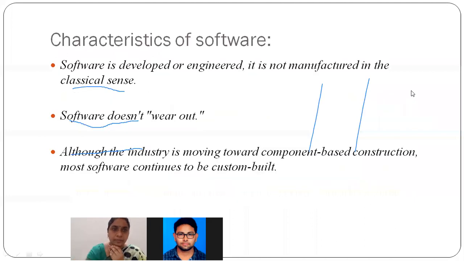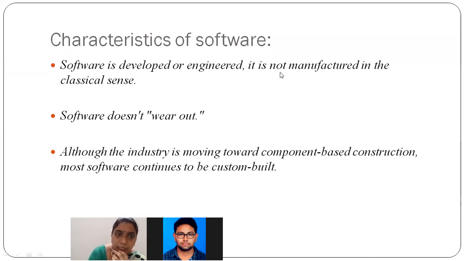And coming later, we saw the characteristics of software. In these characteristics, we tried to differentiate between software and hardware. The first one we told is that software is engineered and it is not manufactured like hardware. So this is what we saw in the first characteristic.